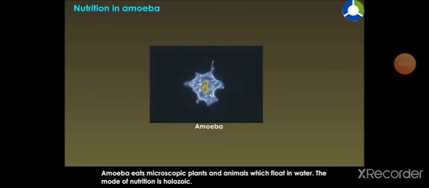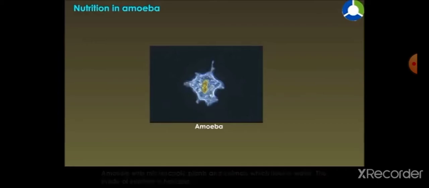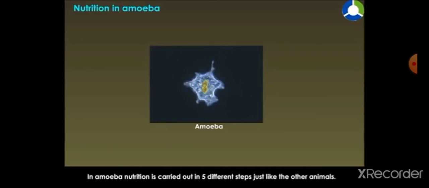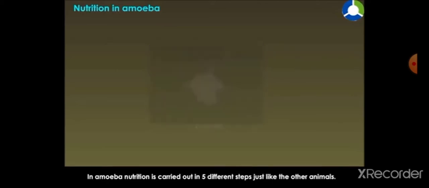Good morning, children. Today, let us discuss nutrition in amoeba. Amoeba feeds on microscopic plants and animals which float on water. They are aquatic in habitat. In amoeba, nutrition is carried out in 5 different steps just like in other organisms. They are ingestion, digestion, absorption, assimilation, and egestion.